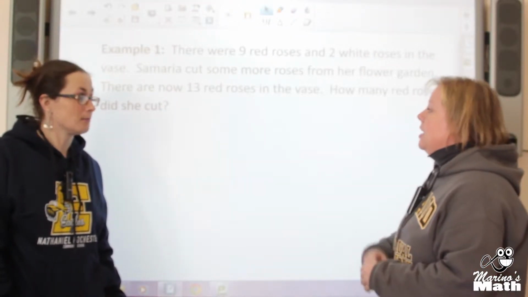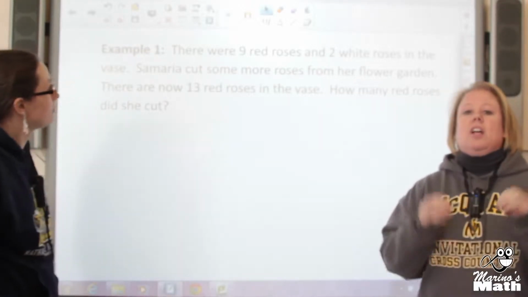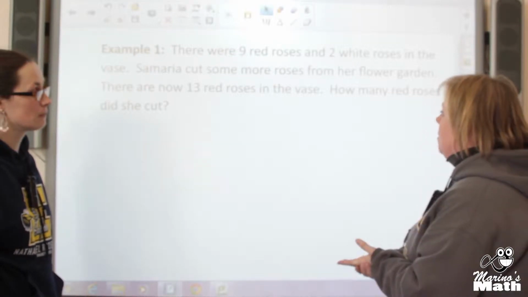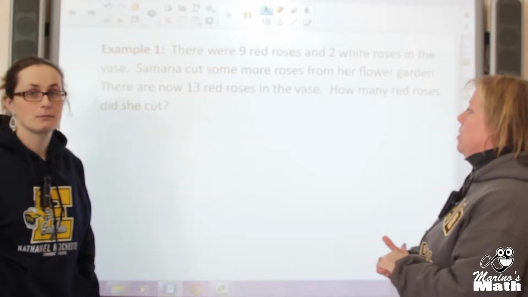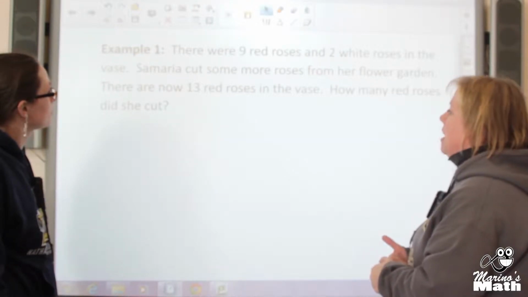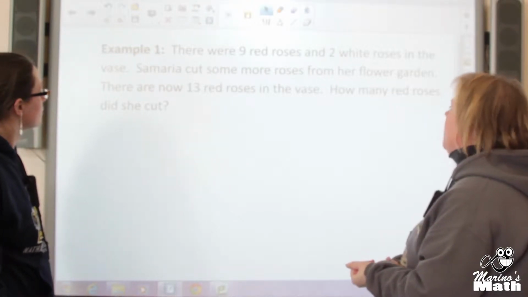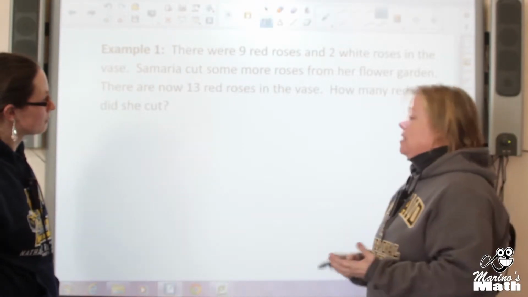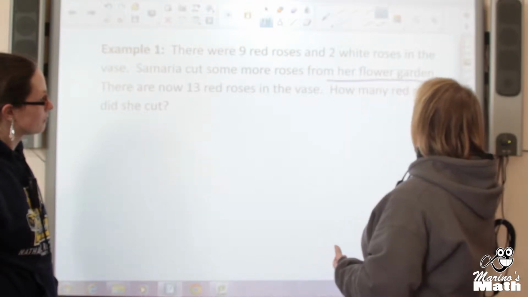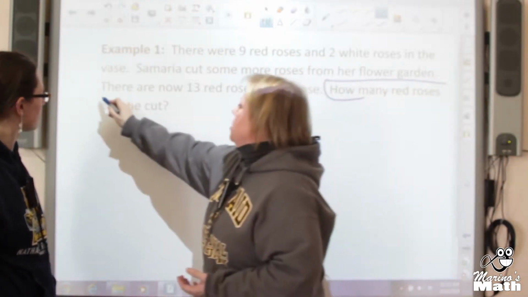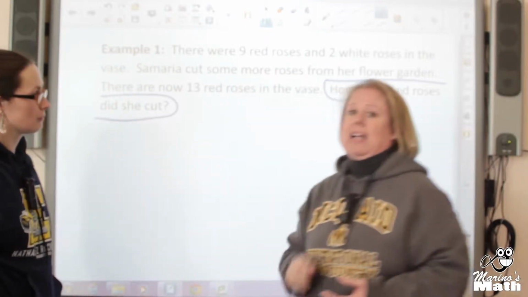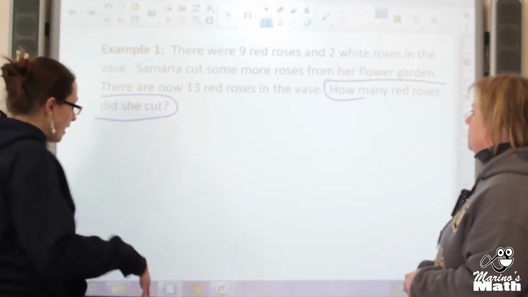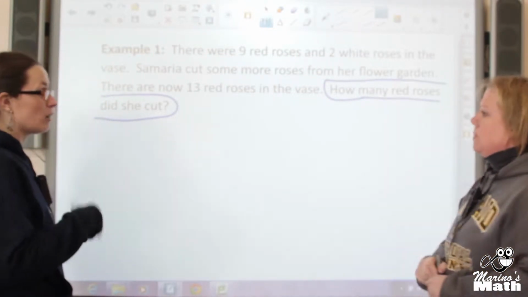Now I'm going to read it through again, and this time I'm going to specifically look for what the question is asking me to do. There were 9 red roses and 2 white roses in the vase. Samaria cut some more roses from her flower garden. There are now 13 red roses in the vase. How many red roses did she cut? So now I know what the problem is asking me to do, and what they want is to know how many red roses she cut. I need to determine how many red roses she cut altogether. So we circled it, and I actually like to rewrite it afterwards so that I know what I'm looking for.